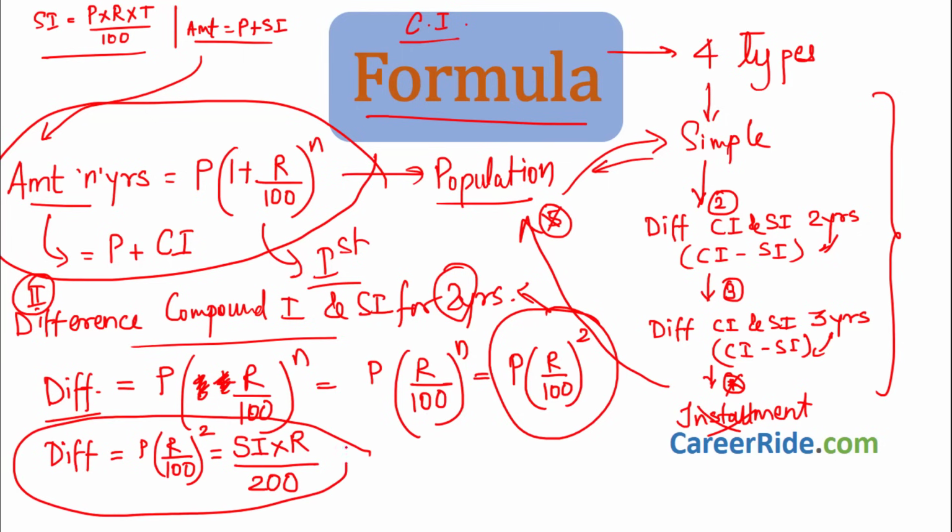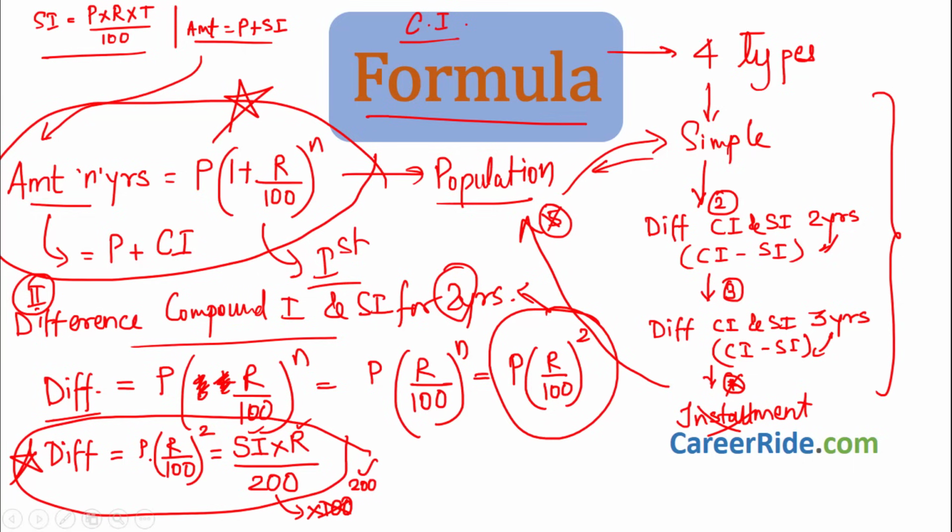This is also true. So difference is equal to P into bracket R upon 100 the whole square, and that is also equal to simple interest multiplied by rate of interest divided by 200. It is not 100, it is 200. Remember it, it is 200. Okay, just learn this formula by heart also. So you have learnt 2 formulas up till now.